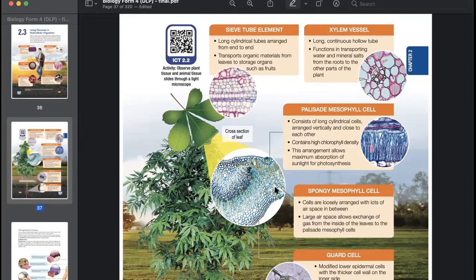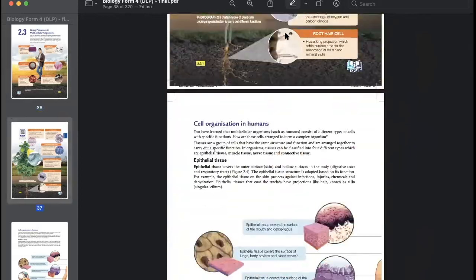Kenapa air space perlu? Sebab macam ni kita tahu, palisade dengan spongy mesophyll ni akan buat fotosintesis. Fotosintesis perlukan carbon dioxide. So bila ada air space will allow the carbon dioxide to get to the palisade mesophyll and spongy mesophyll. So bila dia buat proses fotosintesis, dia akan hasilkan apa? Akan hasilkan oksigen. So oksigen also can get out through air space. Boleh faham? Okay, so kita nak cerita sikit yang tadi.